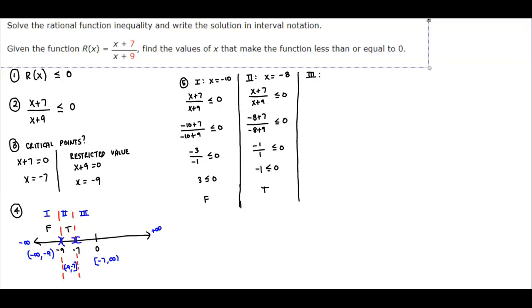And then for region number 3, we can pick 0 for x, and then plug it into the inequality here. So we have 0 plus 7 over 0 plus 9, and 7/9 is a positive number, which is not less than or equal to 0. So from here, we can determine that region number 2 is true, and it is for that interval there. So therefore, the solution is parentheses negative 9, comma negative 7 with a bracket.